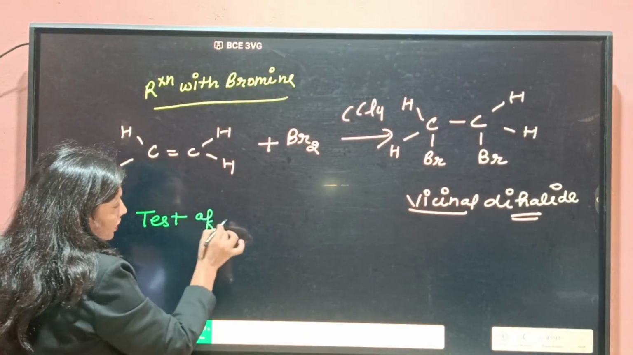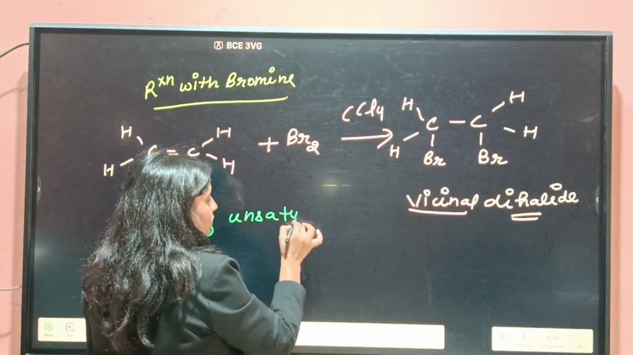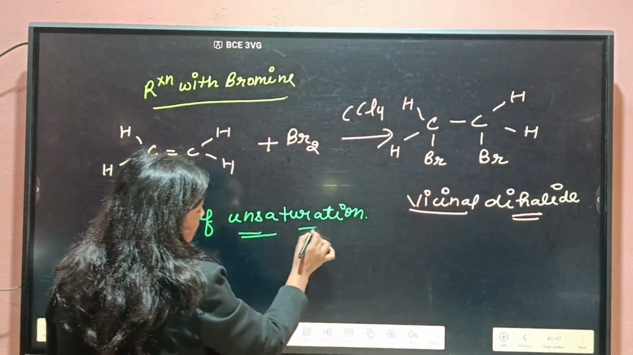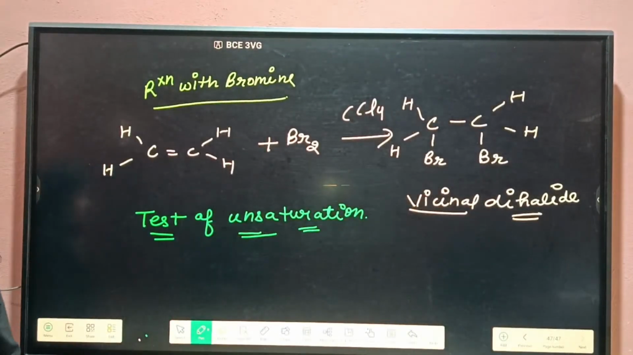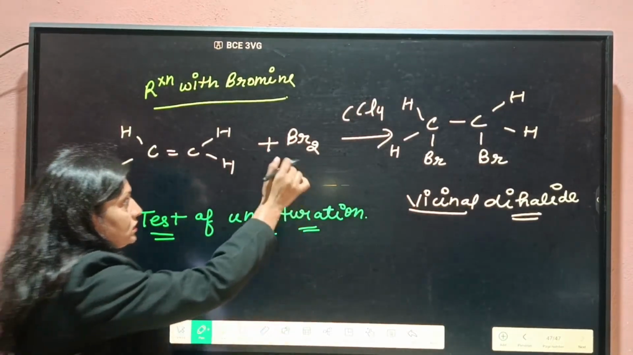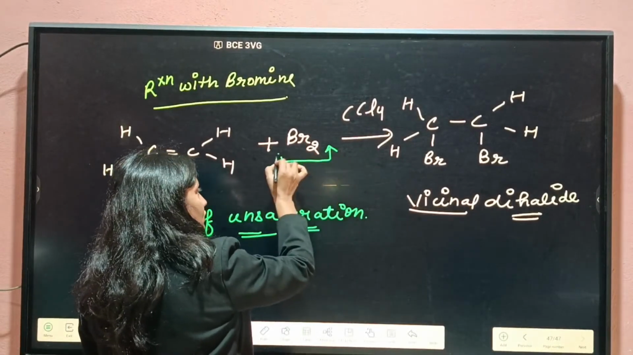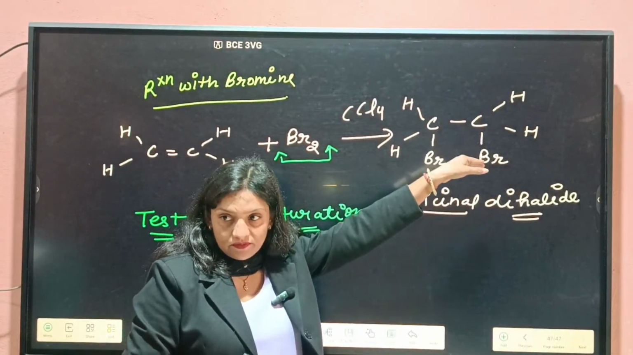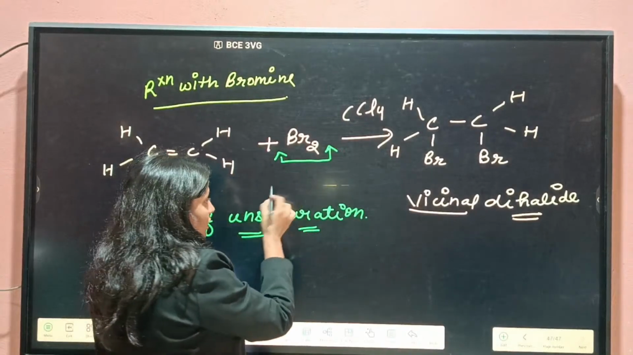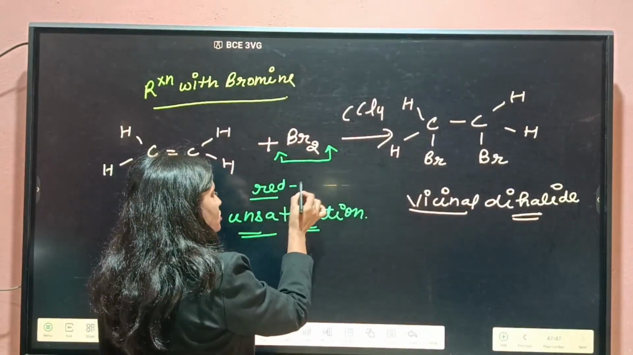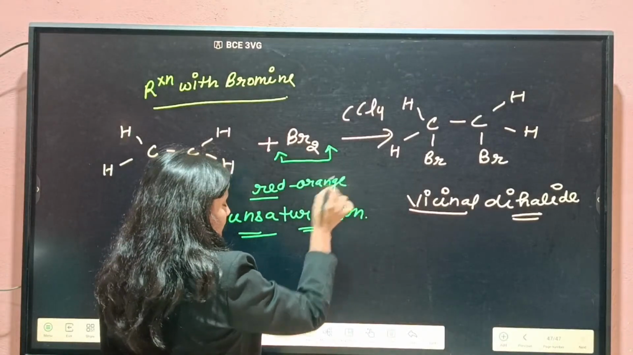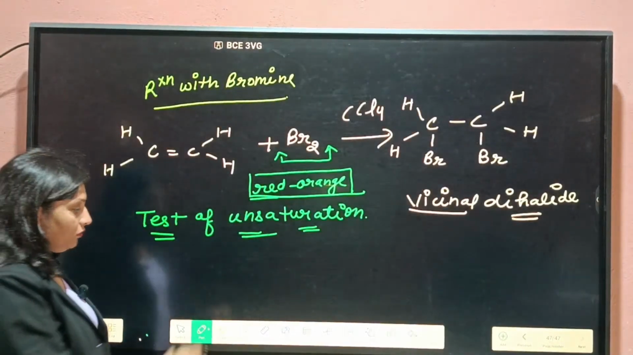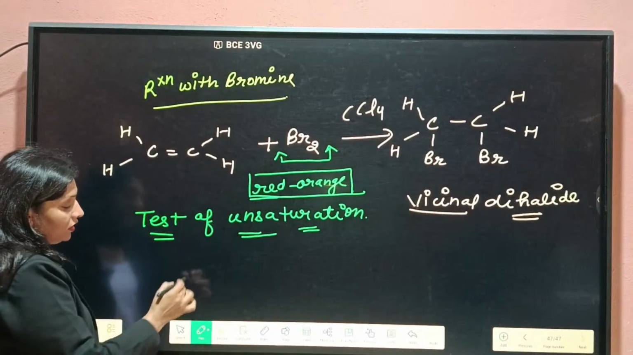This one is also known as the test of unsaturation. Why is it so? You know, students, the bromine color gets decolorized here. Bromine is present in a red-orange color. This is the color for bromine.